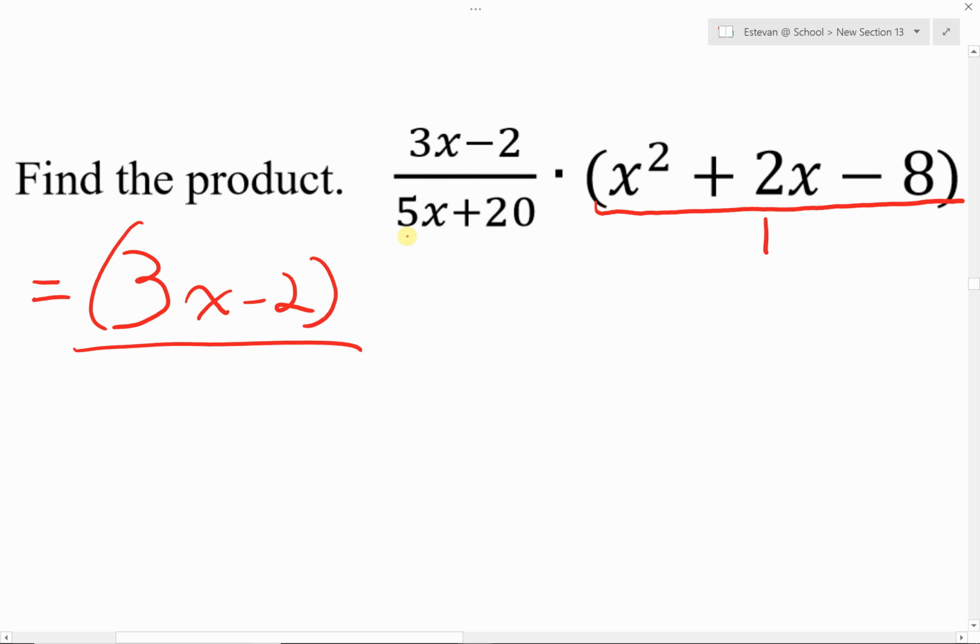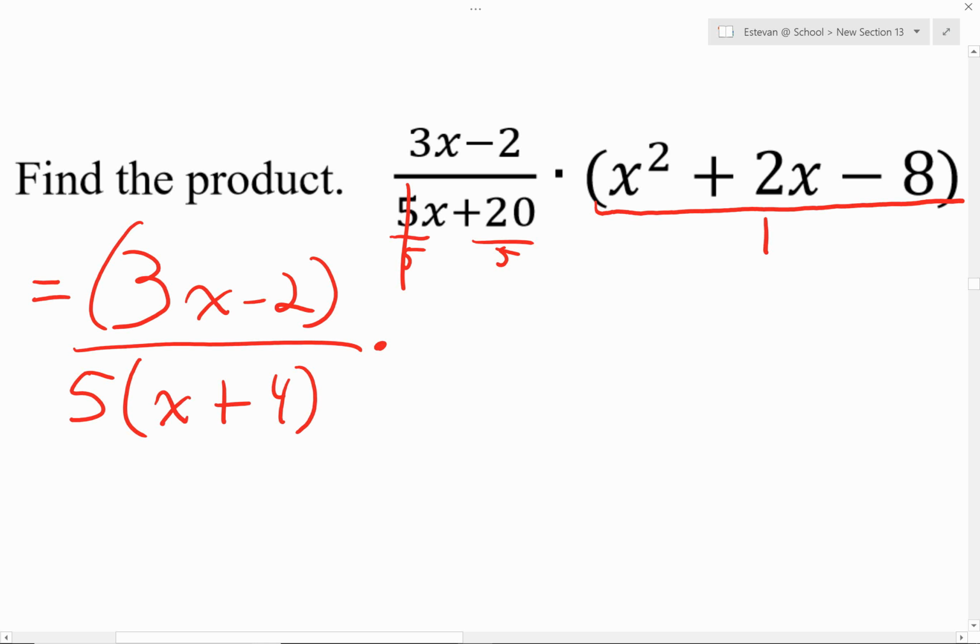I could use a GCF of 5. This has a factor of 5, 20 has a factor of 5. So I take out 5 here, parentheses. Then I'm dividing everything by 5. The 5 here will cancel, leaving you with x plus 20 over 5, which will be 4.